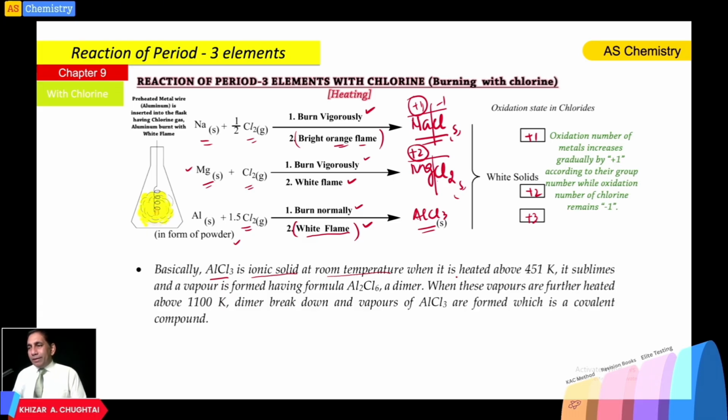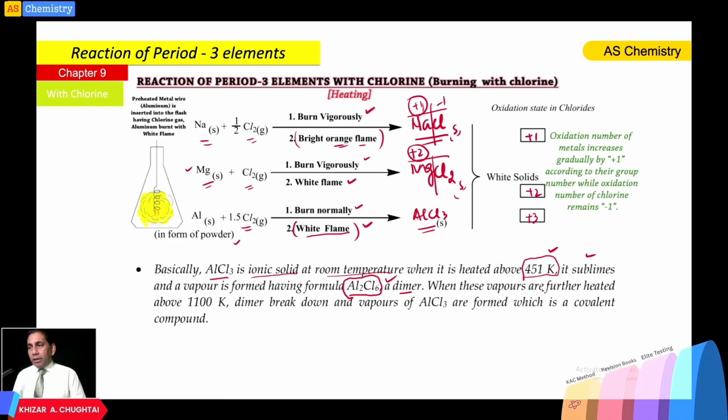room temperature, until it is heated above 451 Kelvin. So initially, at the time of its formation, aluminium chloride is an ionic compound. When it is heated to 451 Kelvin, it sublimes, and its vapors change the nature of bonding. Al2Cl6 is a dimer. So 2 AlCl3 come together to make a single unit, Al2Cl6, and this is a covalent dimer, a covalent molecule having covalent bonds and 2 dative bonds.